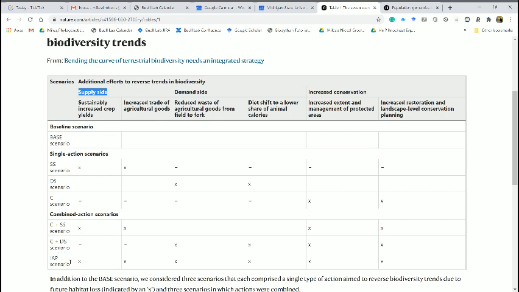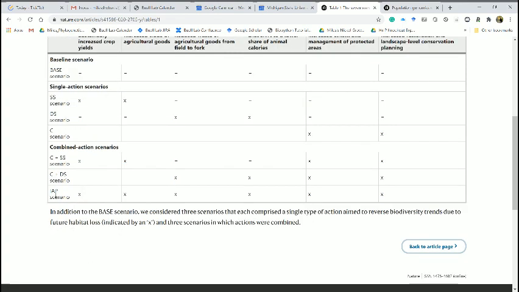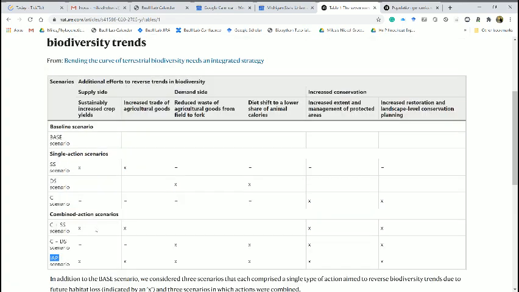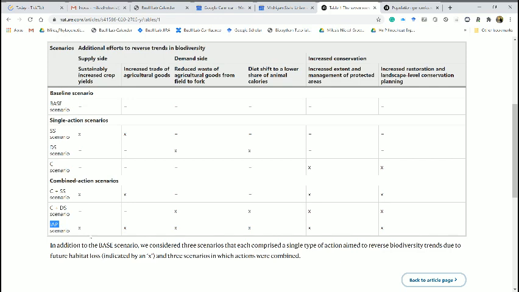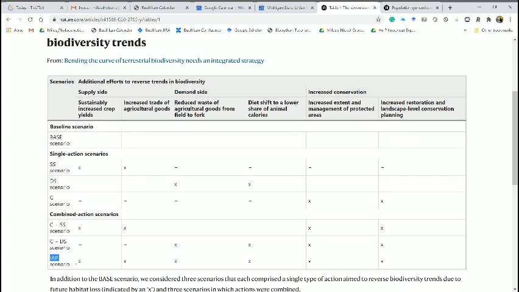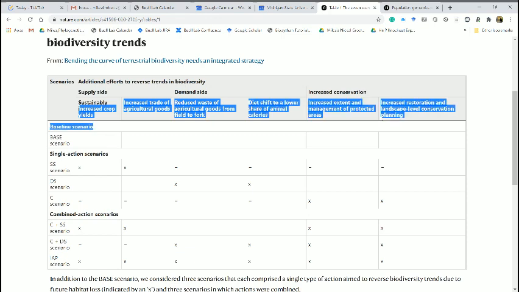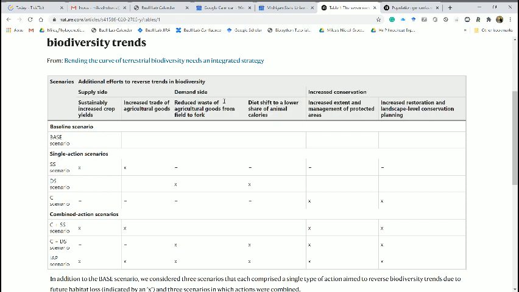And they have these different combined scenarios right here. The IAP, I don't know what IAP stands for, but the IAP scenario is implementing all of these efforts. Yeah, this is what we need to do to reverse these terrible trends. Really, if you just add producing sustainable energy, then we could turn Earth into a paradise, probably, for all, at least in theory.